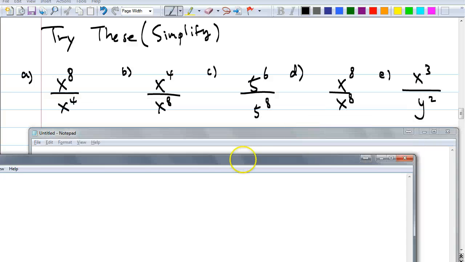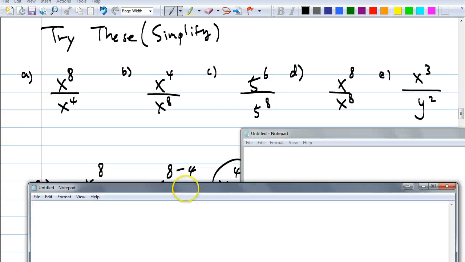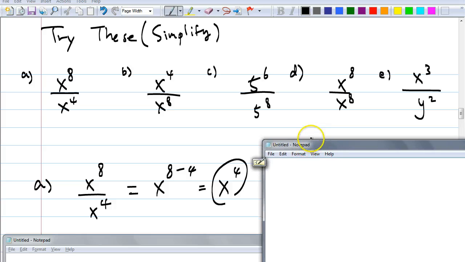X to the fourth is correct. If you got it right, remain standing. If you didn't, sit down. But if you get the other one right, you can stand up again, okay? Good.